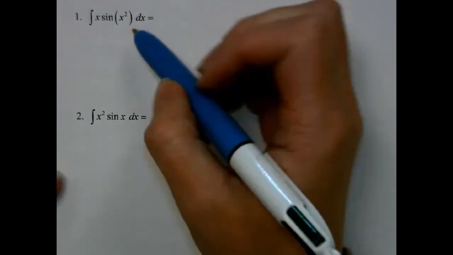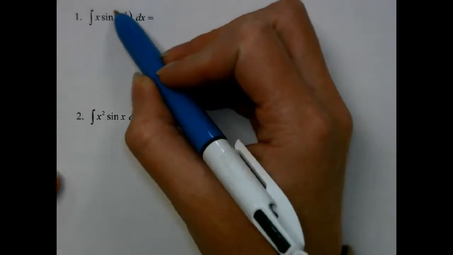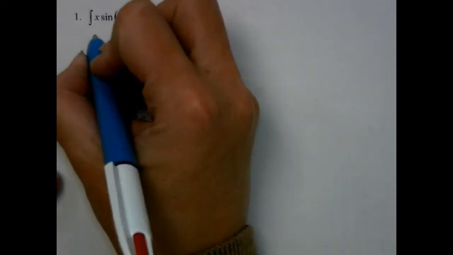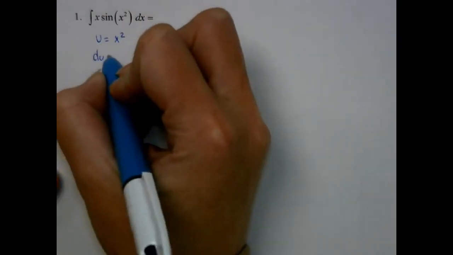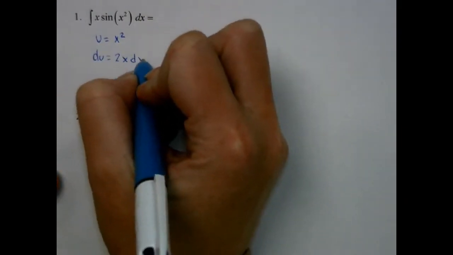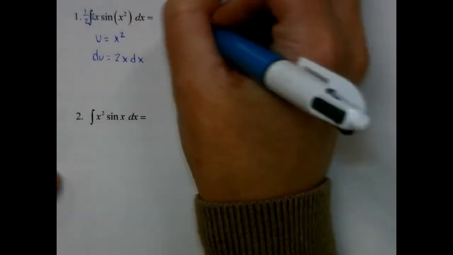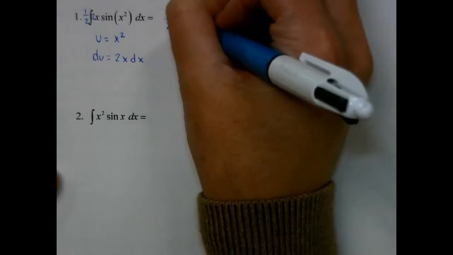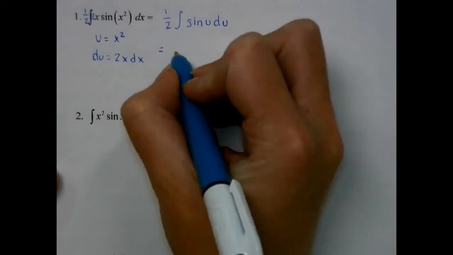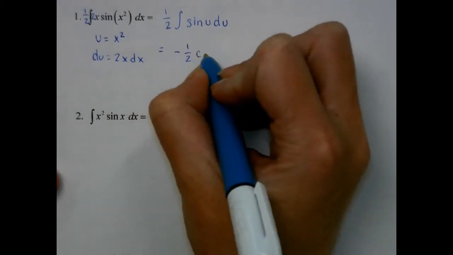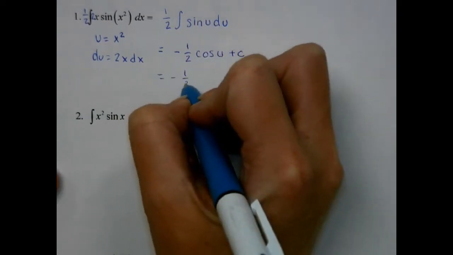The first one is a composition where I have an inside function, an outside function, and the inside function's derivative. So we'll do a u substitution. So du is going to be 2x dx. So we'll sneak in a 2, which means we need a 1/2. So this is now sine of u du. Integral of sine is negative cosine. And then plug back in our x squared.